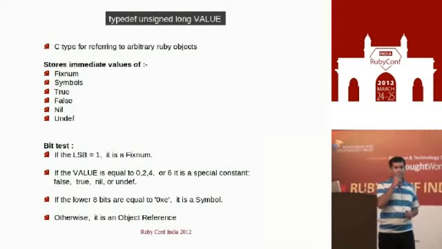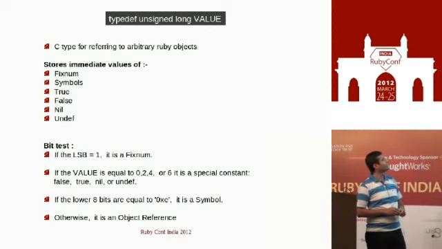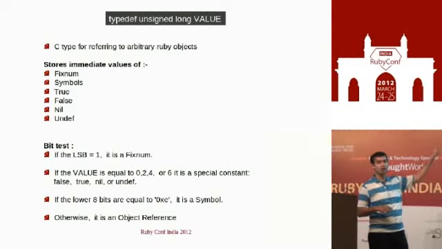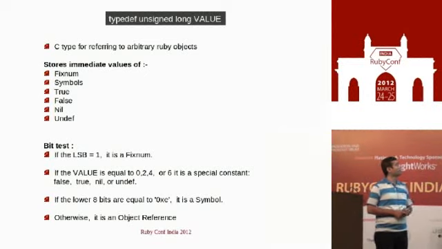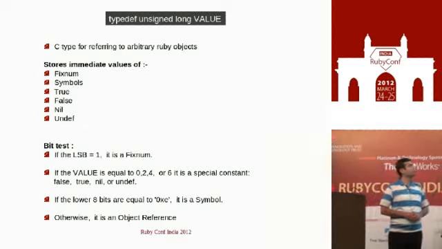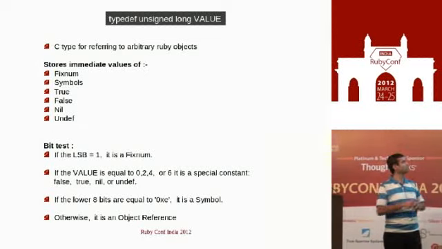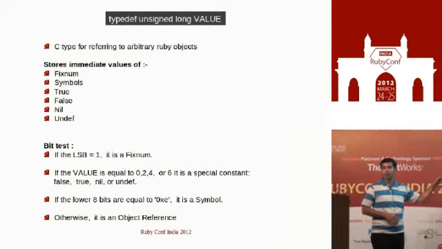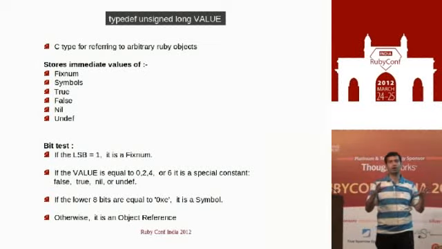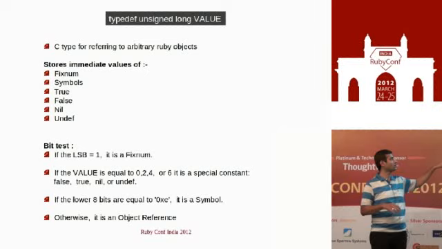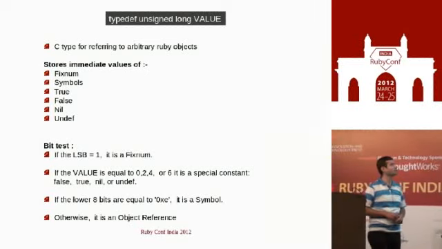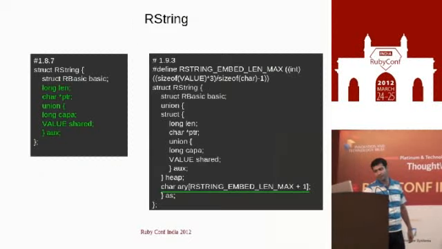I think we have checked that when you say nil.id, it always returns 4. So this is how it is mapped. If the lower 8 bits are equal to, I think, 14 decimal, it's a symbol. Otherwise, it is an object reference. So this is a pointer. Object reference means it contains the address of the particular object. Okay, great. So let's take an example of RString.